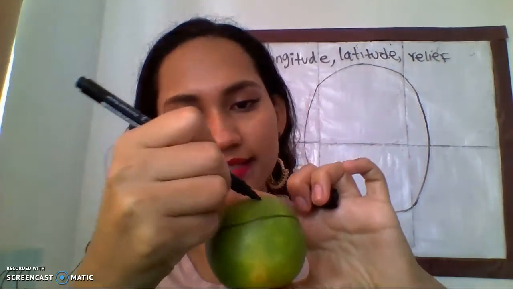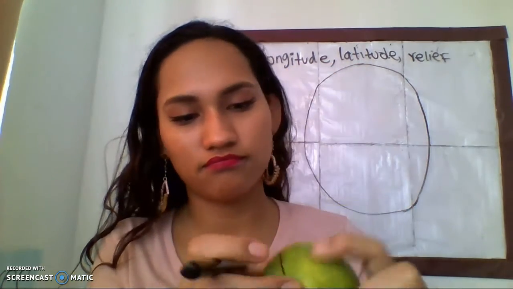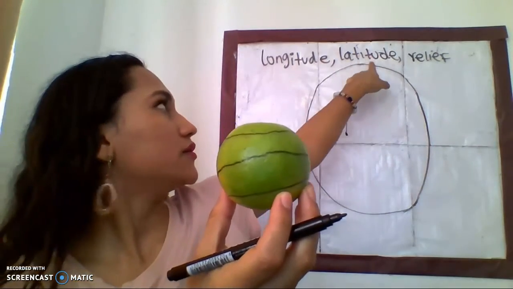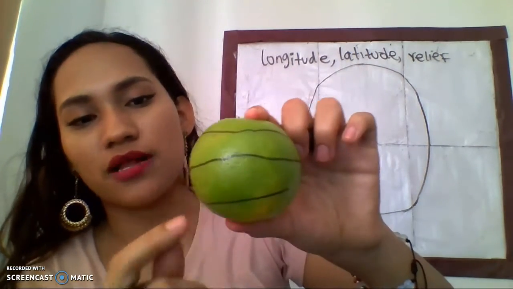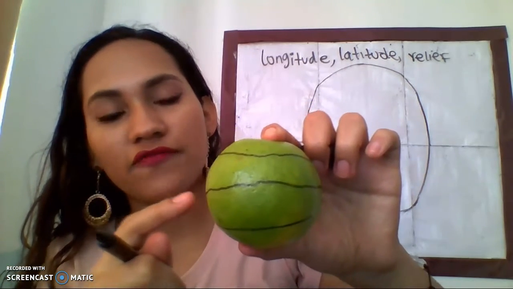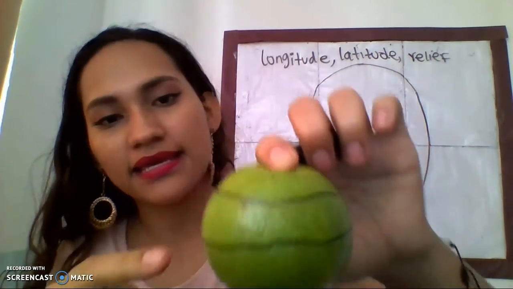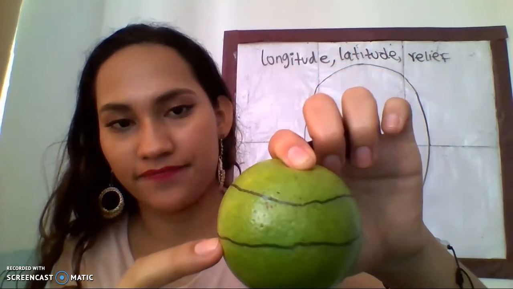is the latitude. The latitude is the lateral lines. Okay, the lateral lines is the latitude. The latitude, that means lateral. Here in the middle of the Earth, there is a line called the equator line. This in the middle is the equator line.